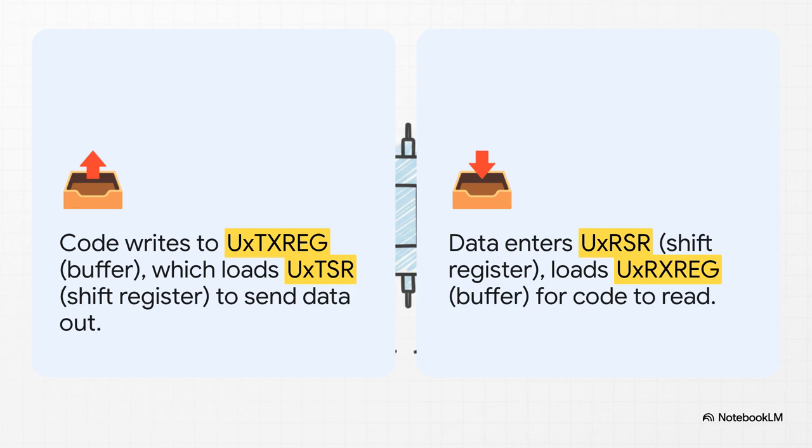Receiving is just the opposite. Bits come in from the wire, they get collected in the receive shift register, and once a full byte has been assembled, bam, it gets moved over to the UXRXREG buffer, where your code can finally read it.